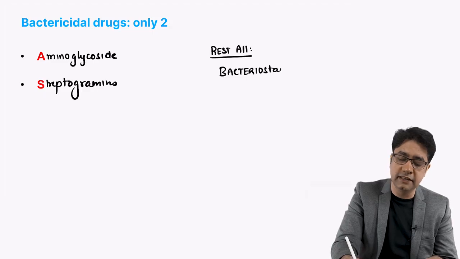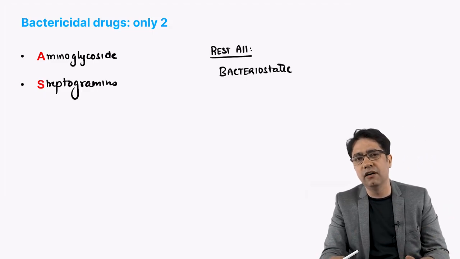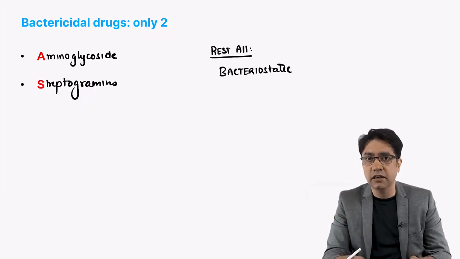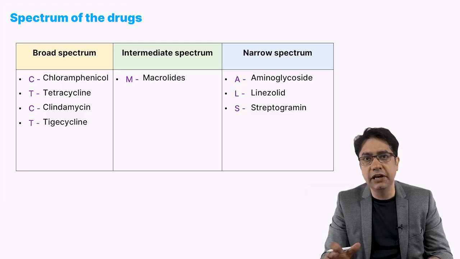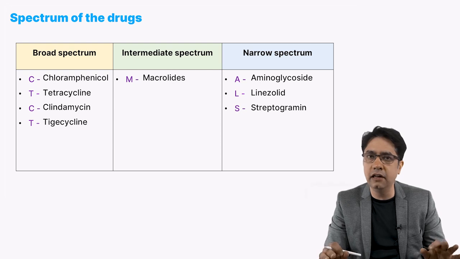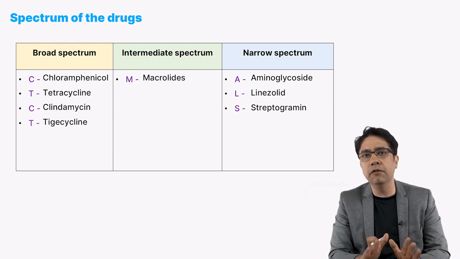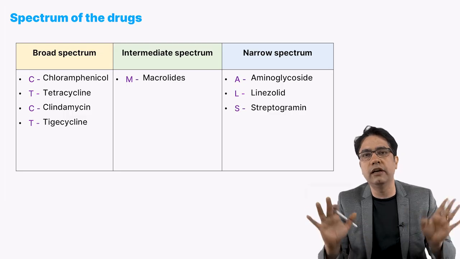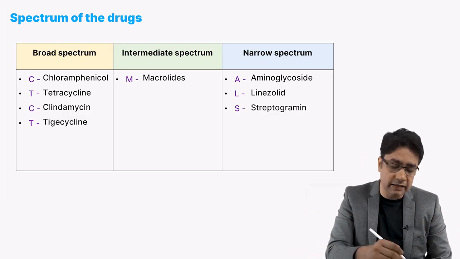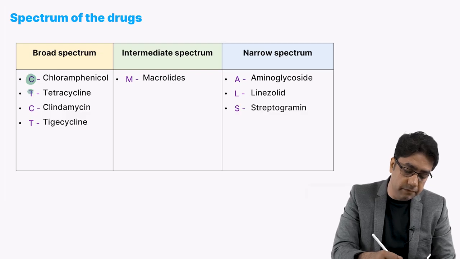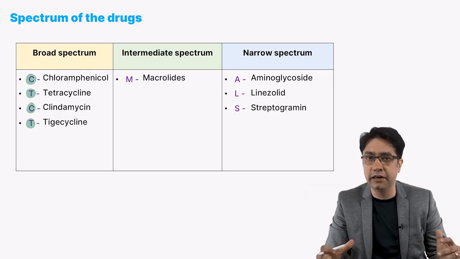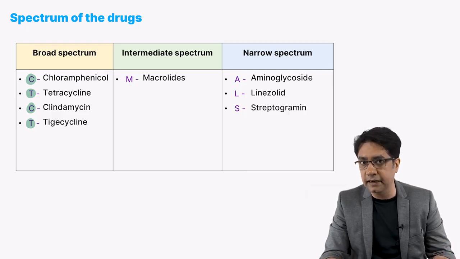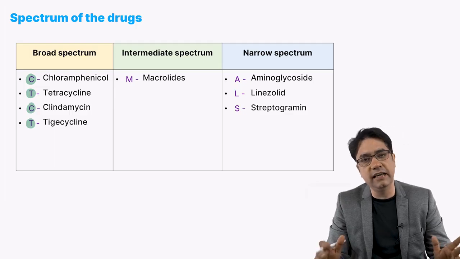Now the next question is, sir, there are a variety of drugs. What is their spectrum of action? So they are divided into three types: broad spectrum, intermediate spectrum, and narrow spectrum drugs. Broad means they are effective against all types of bacteria. So among them we have four broad spectrum drugs, CTCT. C for chloramphenicol, T for tetracycline, C for clindamycin, and last T for tigecycline.